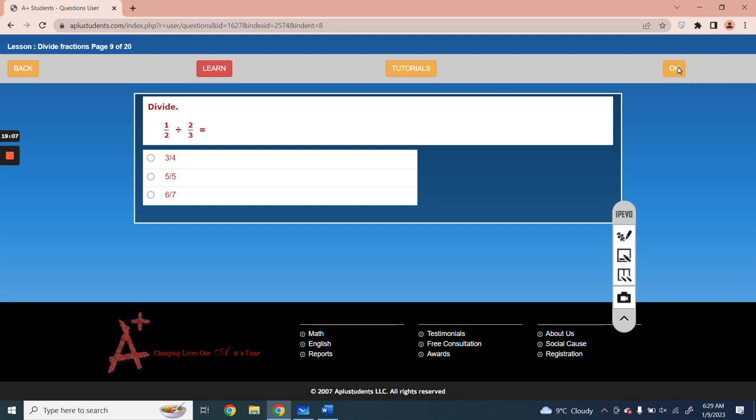1 over 2 divided by 2 over 3. Which option is the correct one? Yes, it is 3 over 4. Got it? So just select the correct option and click on the OK button.